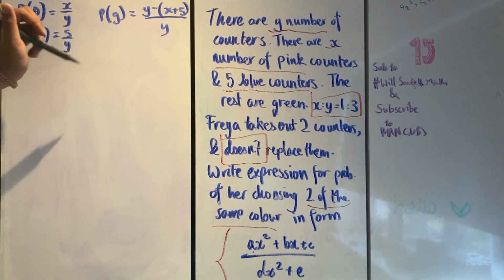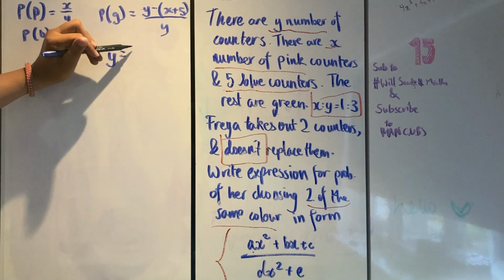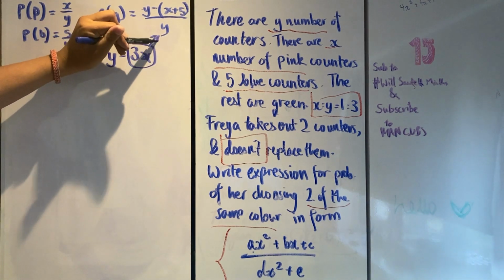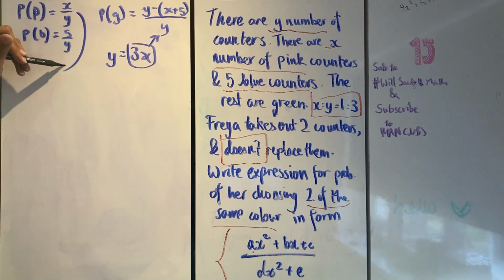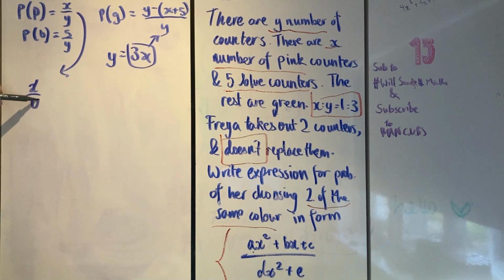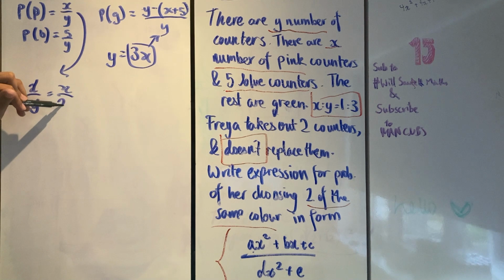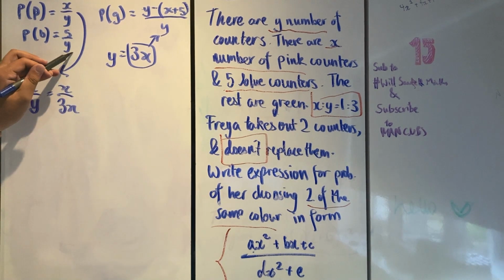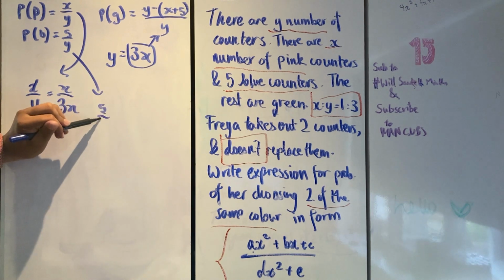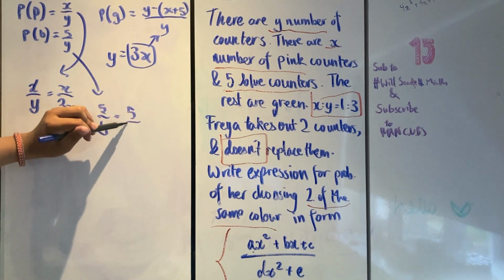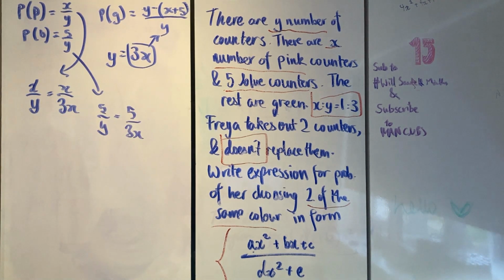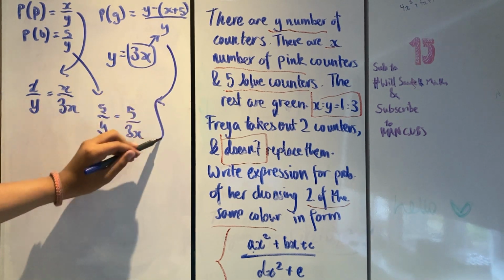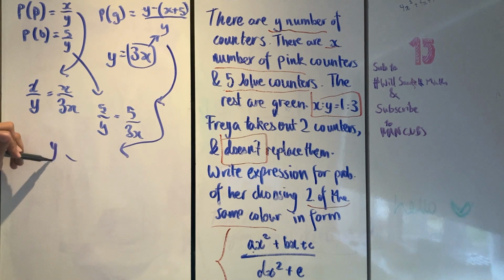So, I've just rewritten our probabilities here, and what I'm going to do is rewrite what we wrote at the beginning: y is equal to 3x. We're going to substitute in 3x instead of y. So probability of pink, instead of x over y, we're going to do x over 3x. It's so much easier working with one variable because it's all much simpler, and also the final form that we need to give it in does not have any y's, so it's necessary.